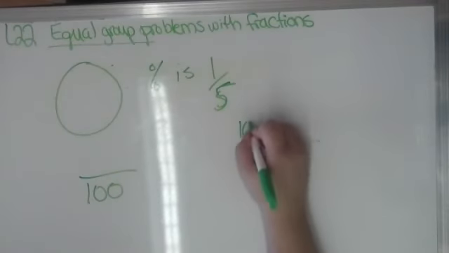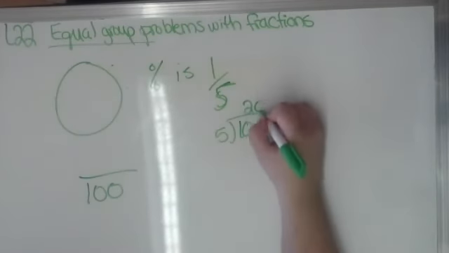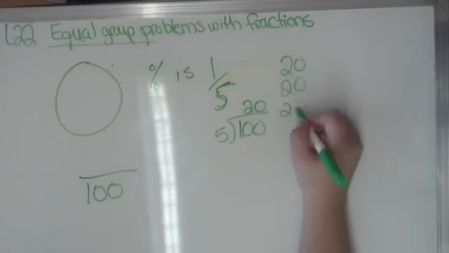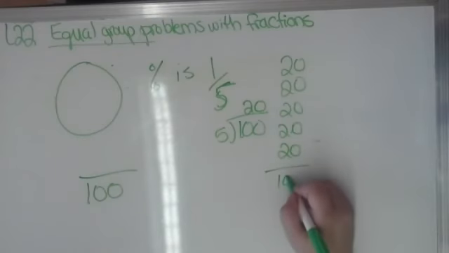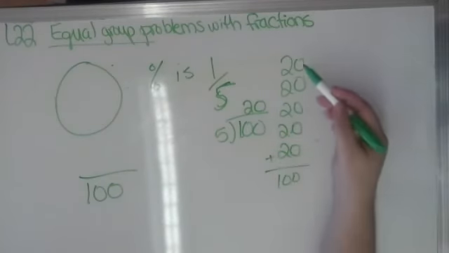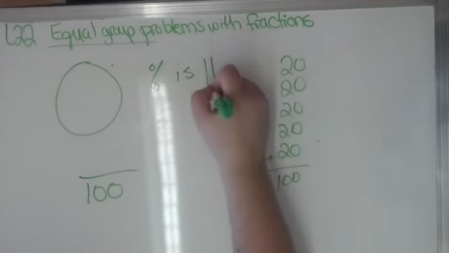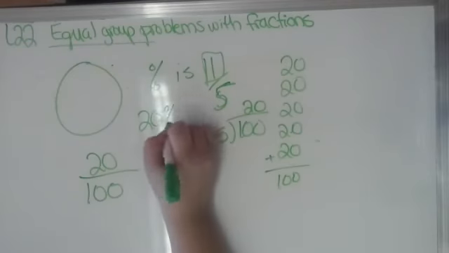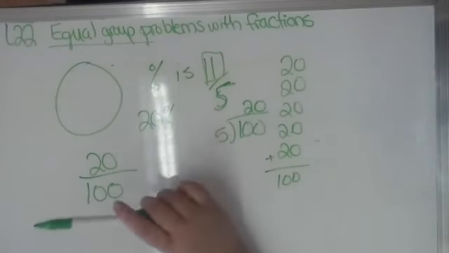So I'm going to divide 100 by 5. 100 divided by 5 is 20. Okay, so that means I have 5 groups of 20. Remember? 1, 2, 3, 4, 5, 2, 4, 6, 8, 10, 100. 5 groups of 20 make 100. I'm only looking at one of these groups, which means my percentage is 20%. Okay, 20% of the circle is 1/5 of the circle.